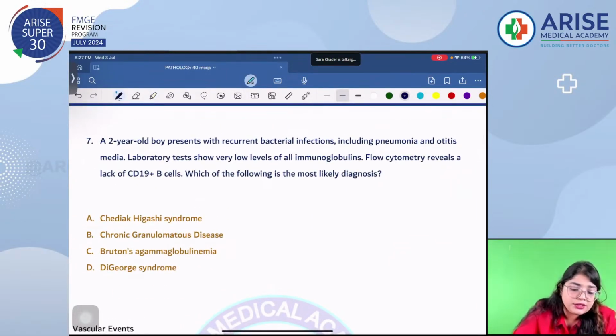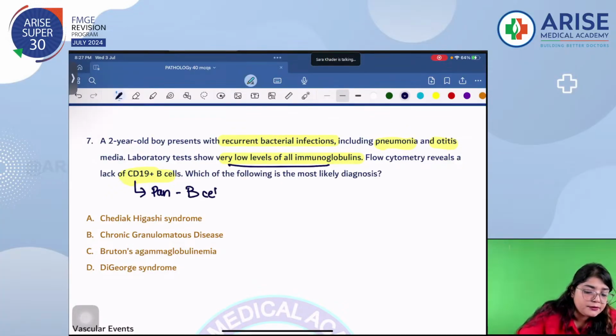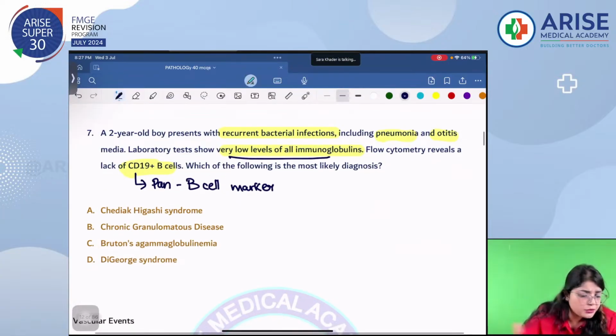A 2-year-old child with recurrent bacterial infections, including pneumonia and otitis media. Lab shows very low levels of all immunoglobulins, so there must be an absence of immunoglobulins. Flow cytometry reveals a lack of CD19. If you remember, CD19 is a pan B cell marker. So they are showing you a decrease in all types of B cells.